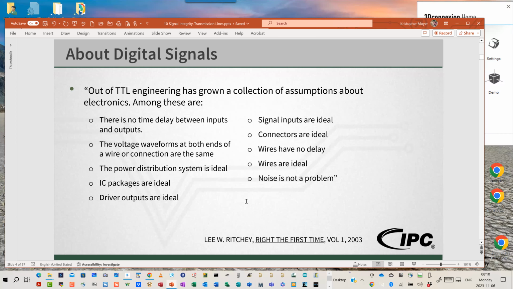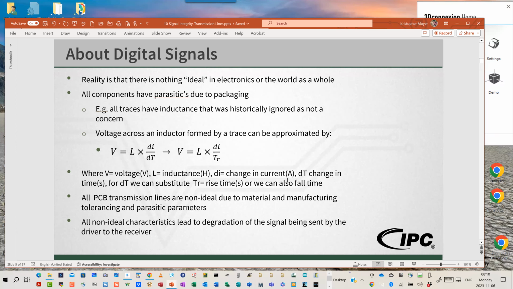we'd overwhelm our students. So the nature of the way we teach engineering, as these distributed models, ideal components, R's, L's, and C's, and so on, leads to this misconception that everything in electronics can be treated as ideal components. Okay? The reality is there is nothing ideal in electronics or the world as a whole. All components have parasitics due to packaging.